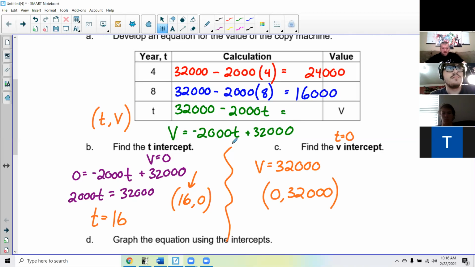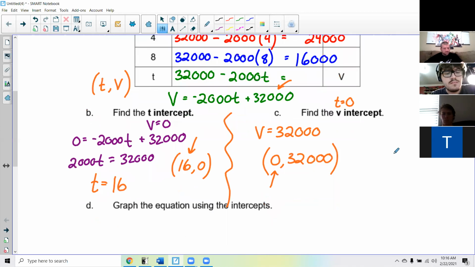Which makes sense. This is y equals mx plus b. This is my b. That's my y-intercept, or in this case, v-intercept. So that means at time of purchase, the value of the machine was $32,000. Seems a little pricey for a copy machine, if you ask me, but it is what it is.